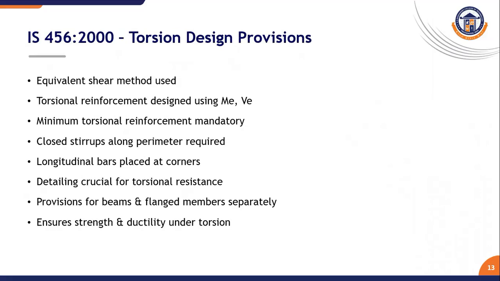IS 456-2000 torsional design provisions. The code uses the equivalent shear method. Equivalent shear is Ve = V + 1.6 T over b, and the equivalent shear stress is Ve over b d, and equivalent bending moment is Me1 = Mu + Mt. Reinforcement is designed for these equivalent values. Closed stirrups and corner bars are always required for torsional strength and ductility.